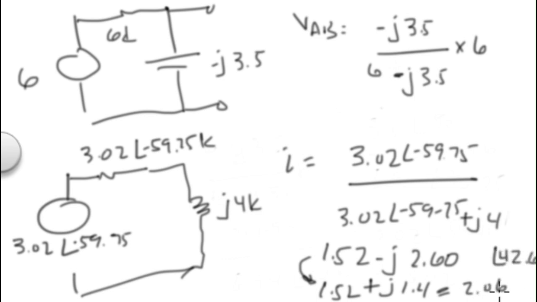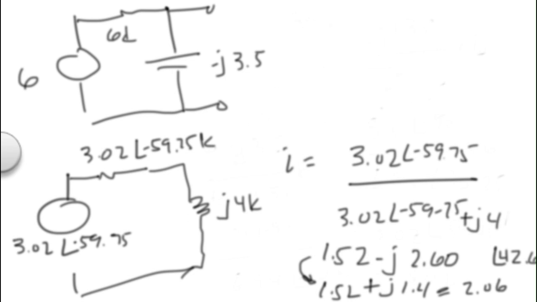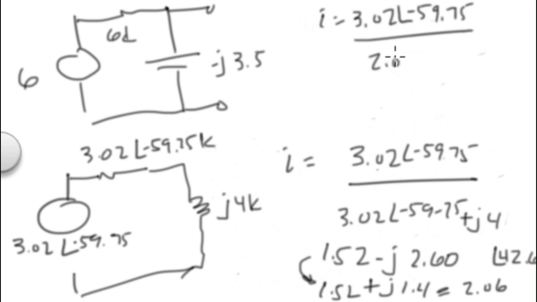So that's our denominator, and this is our numerator. So let's go up here and finish it off. Okay, so we've got our I is equal to 3.02 at minus 59.75 over 2.06 at angle 42.6.